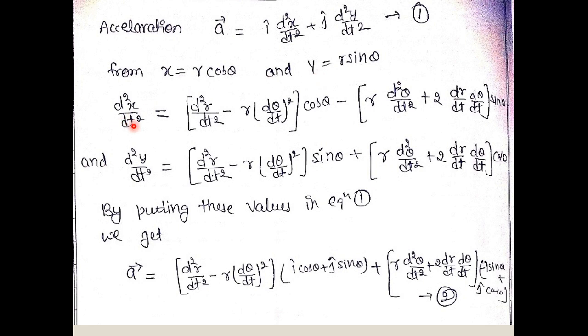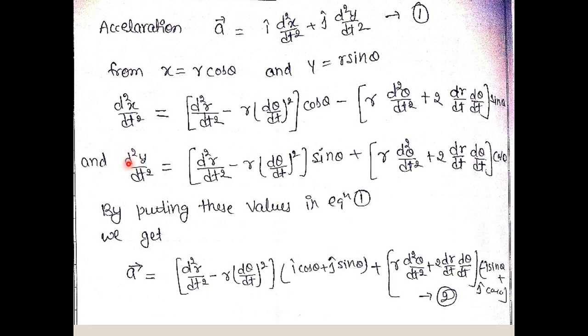After solving, we get these two terms: d2x upon dt2 equals d2r upon dt2 minus r (d theta upon dt) whole square, times cos theta, minus (r d2 theta upon dt2 plus 2 dr upon dt d theta upon dt) sin theta.